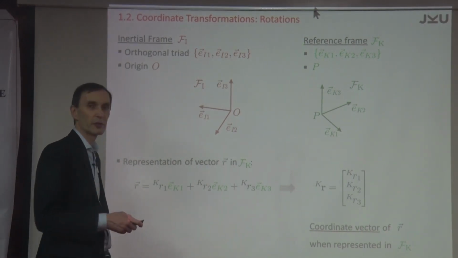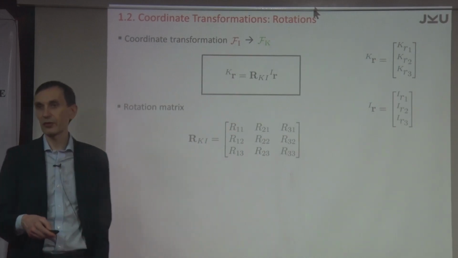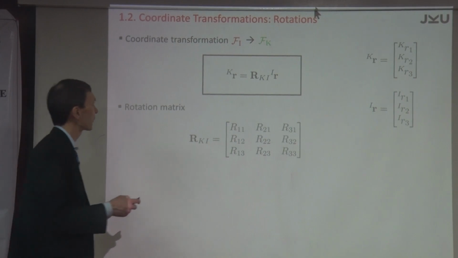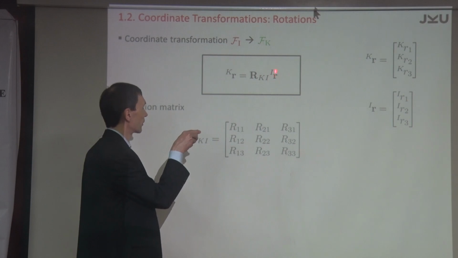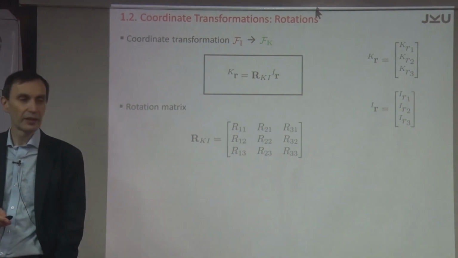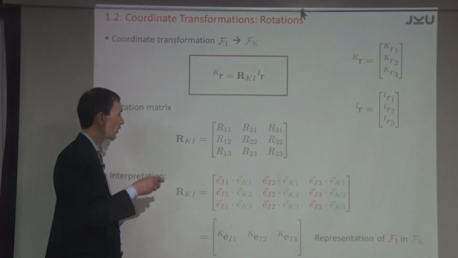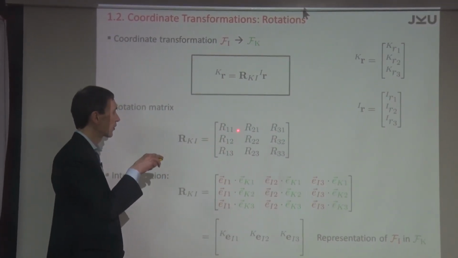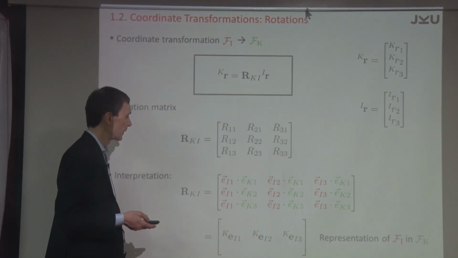The thing is, how do you go from one to the other? That's the point, and this goes via so-called rotation matrices. A rotation matrix is the one that transforms the coordinates in the I frame, for example, to those in the K frame. That's what you normally call a rotation matrix. And the rotation matrix has entries. It's a 3 times 3 matrix, that means 9 components.